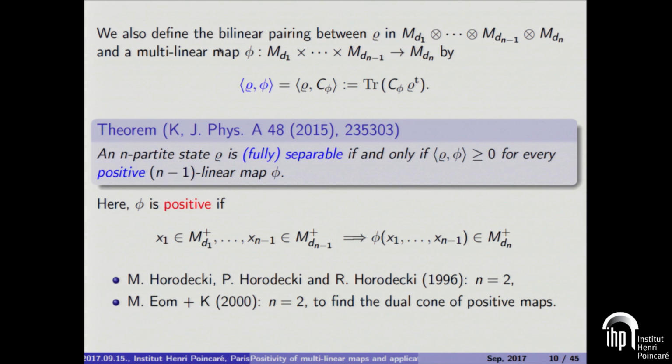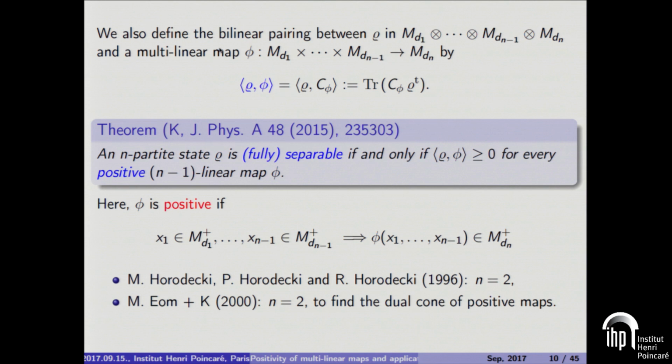Then we have the following statement. Okay, so we say that the multilinear phi is positive whenever it is entry-wise positive like this. So whenever we put positive elements in every entry, then we get a positive element here. Then my theorem says that an n-partite state rho is separable if and only if the bilinear pairing is non-negative for every positive multilinear map with the n minus n variables.